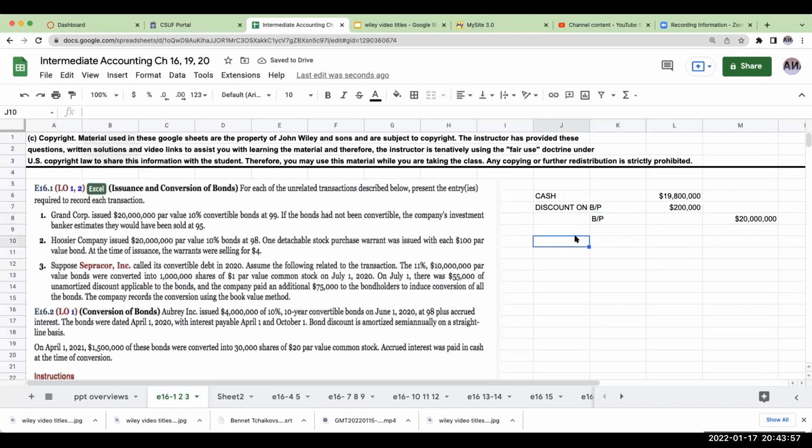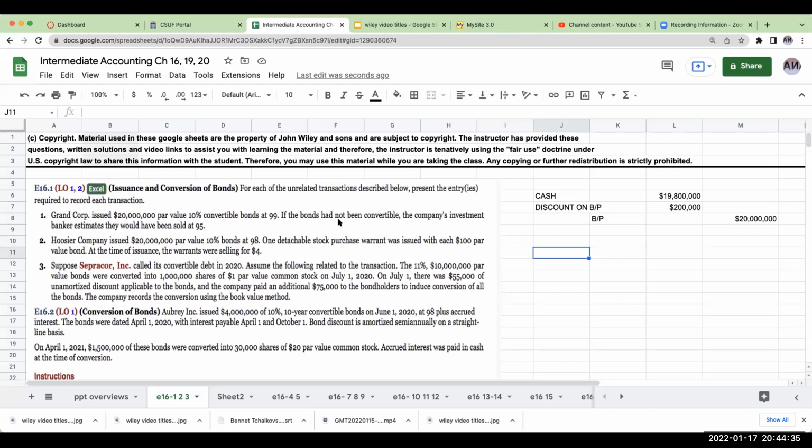So again, unlike this next one, which we're going to be doing over here, we're going to be assigning a separate value to the warrants. So we've got Hoosier Company issued 20 million of par value, 10% bonds at 98. One detachable stock purchase warrant was issued with each $100 par value bond. At the time of the issuance, the warrants were selling for $4. Okay. We can approach this a couple different ways, right?